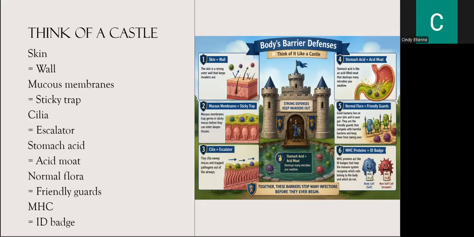Stomach acid is like an acid-filled moat that destroys many microbes you swallow. Normal flora are the friendly guards that compete with harmful bacteria. And MHC proteins are like ID badges that help the immune system recognize which cells belong to the body and which do not. Together, these barriers stop many infections before they even begin.